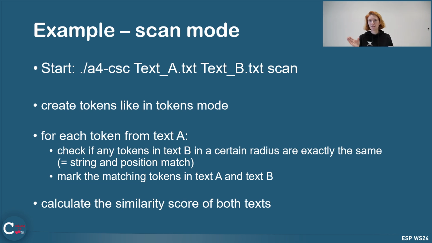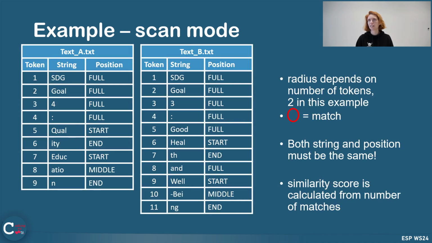And then if you find any that are the same, you mark them in both text A and text B and print them out once again with these markers that show you which ones were matches. And then from these matches, you can calculate a similarity score, first for text A, then for text B. So what this looks like is the same example as before. We have now split our texts into tokens. The radius depends on the number of tokens in the text. In this case, it is 2. It is explained in detail in the assignment description how to calculate this.